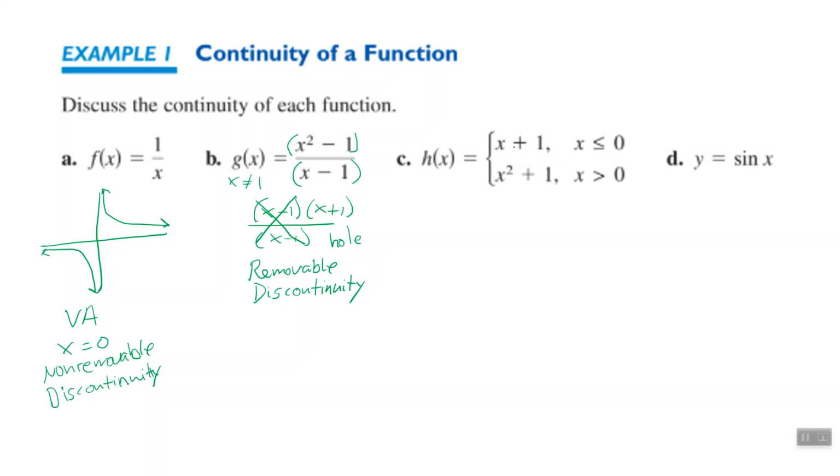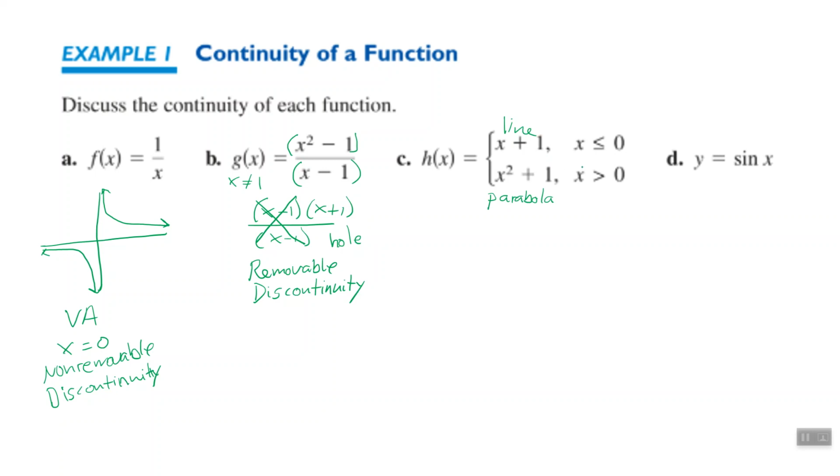All right, next we've got a piecewise function. We say it's piecewise because it has one piece when x is less than or equal to 0, and another piece when x is greater than 0. x plus 1 is a line, so it's always continuous. x squared plus 1 is just a parabola, so it's always continuous.